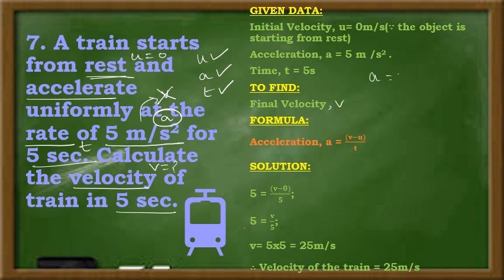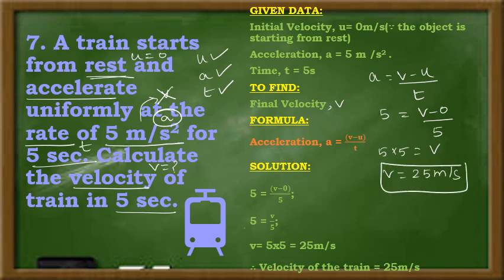So I know a is equal to v minus u by t. My a is 5, my v is unknown, my u is 0, my t is 5. See, because the units are all similar, I'm not going to make any changes. So my v will be what? 5 into 5. So my v will be 25 meter per second. So it's very simple. Okay, you should know what is given. Don't immediately jump into conclusions by not reading the question carefully.